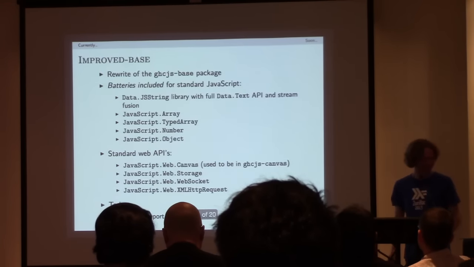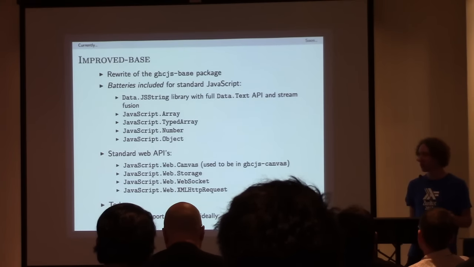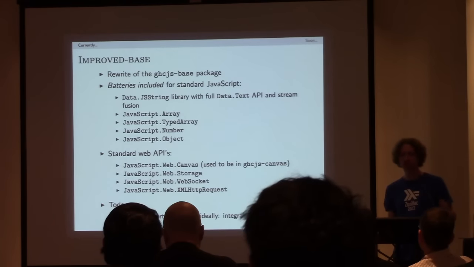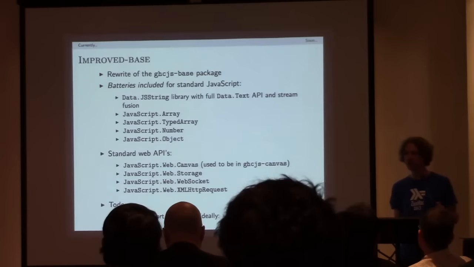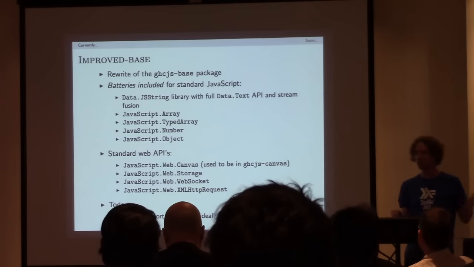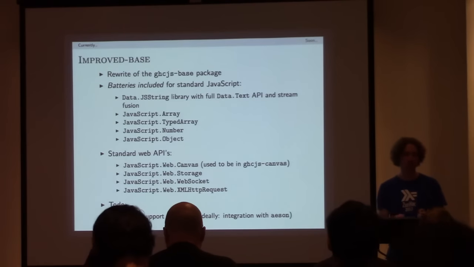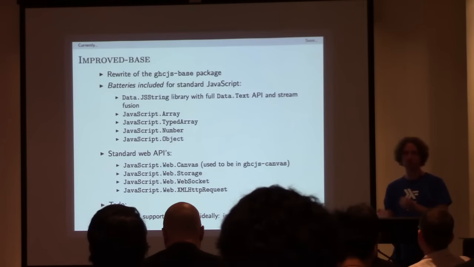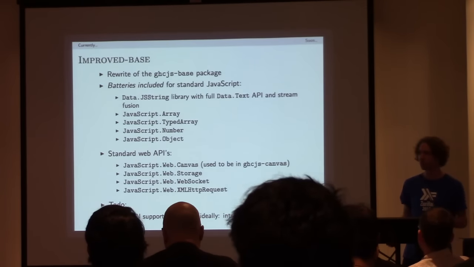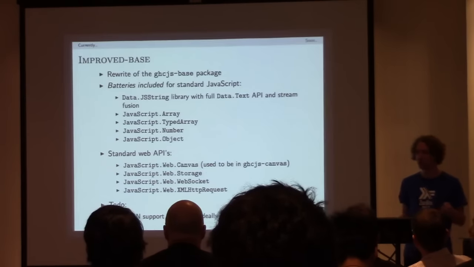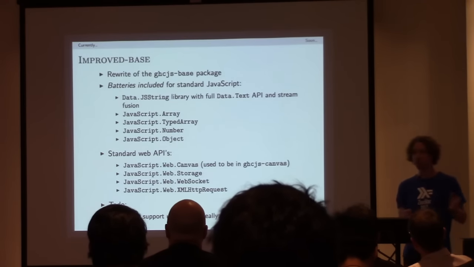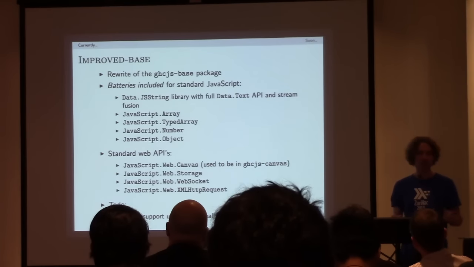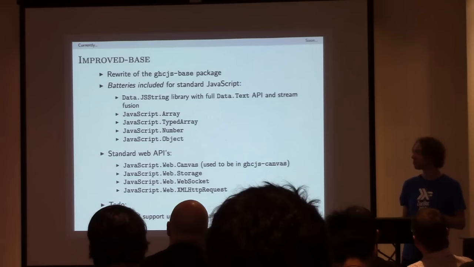But anyway, the improved base library is a big rewrite of the GHCJS base package, which is the package that comes with GHCJS for JavaScript interaction. The old version was a very rudimentary thing to access JavaScript objects, and to export callbacks from Haskell to JavaScript, or from JavaScript to Haskell. It was really just something temporary. And the new version, Improved Base, I think it has grown from 5 to 70-something modules, and it has bindings for pretty much all of the basic JavaScript language.